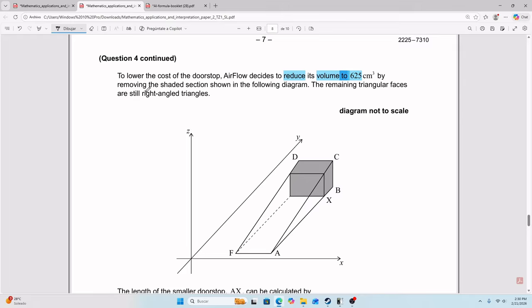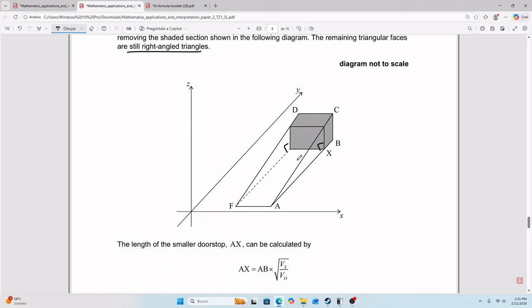And how did they reduce it? By removing the shaded section shown in the diagram. So they removed this whole cube here. Not exactly a cube, but this shape. They removed it, and so the doorstop is now only this part. Okay, that's what it's trying to tell you. So that is my new doorstop. You get rid of the shaded section. And thankfully, the remaining triangle faces are still right angle triangles. So you still have a bunch of right angles over here. That might be useful later.